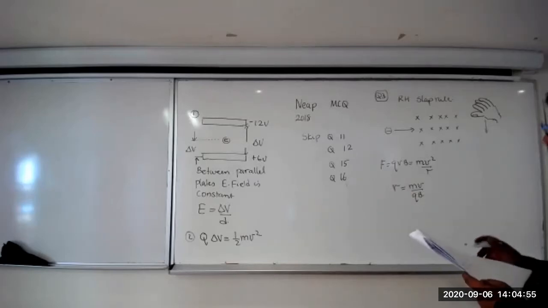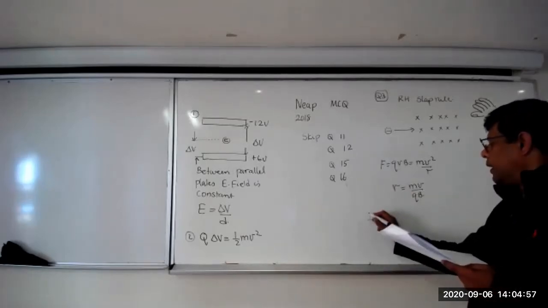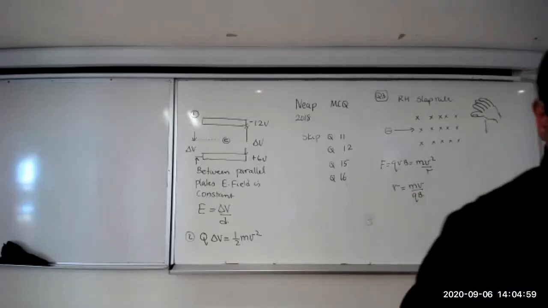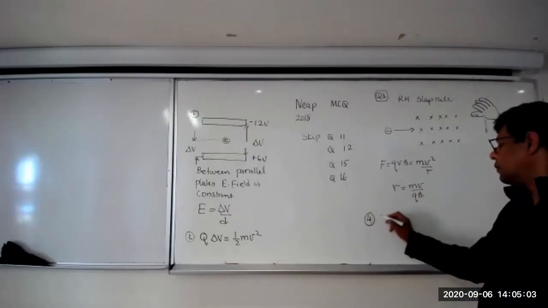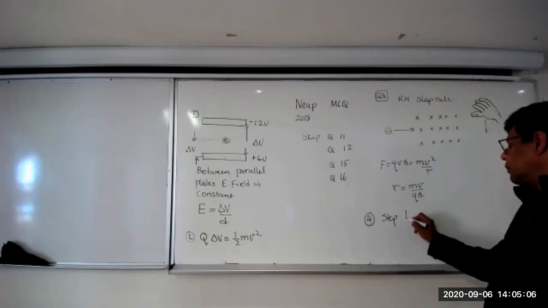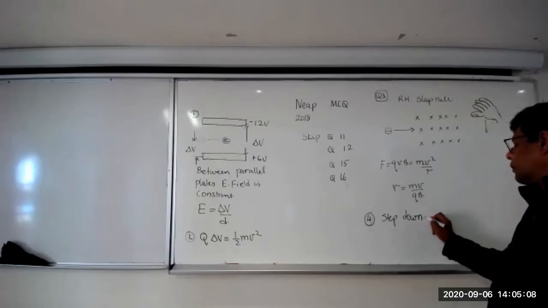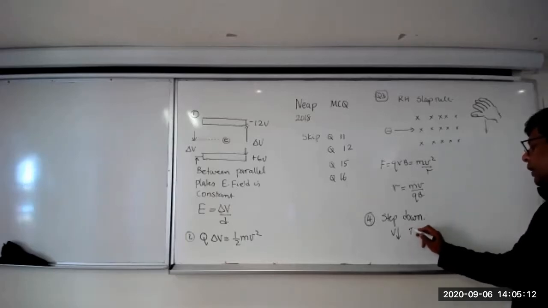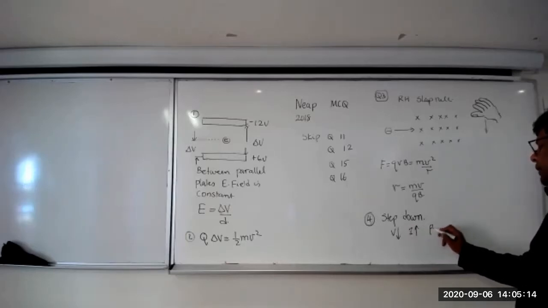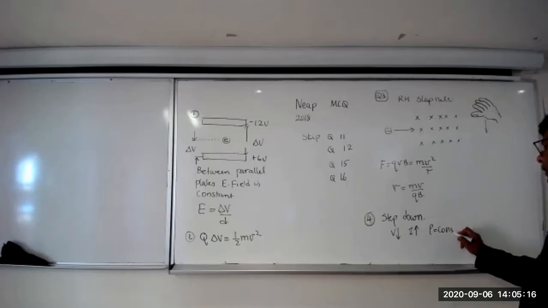And then question number 4. Step down means, step down, the voltage goes down, the current goes up, P stays constant. Power stays constant because it's ideal.